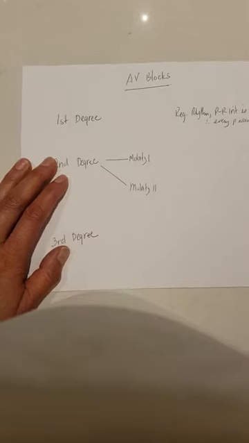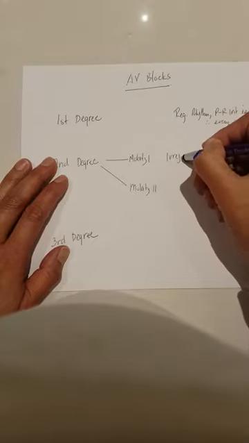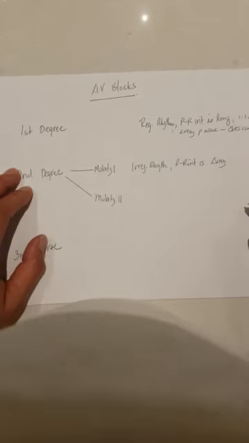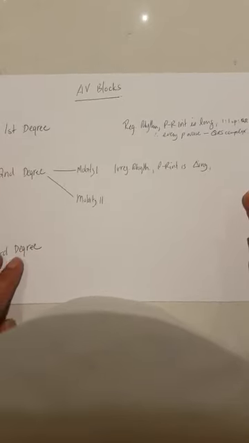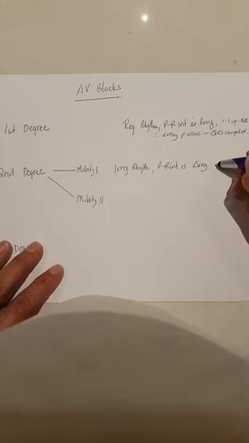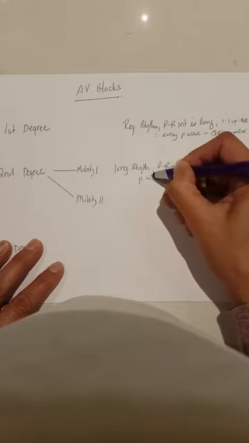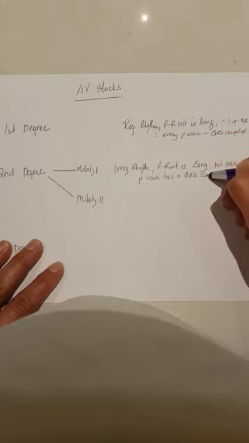What's going on with Mobitz 1? Well, this is an irregular rhythm. Here, the PR interval is changing, and not every P wave has a QRS complex.